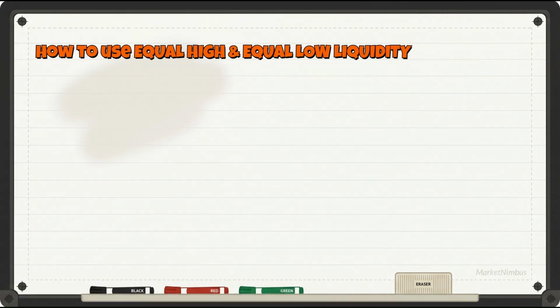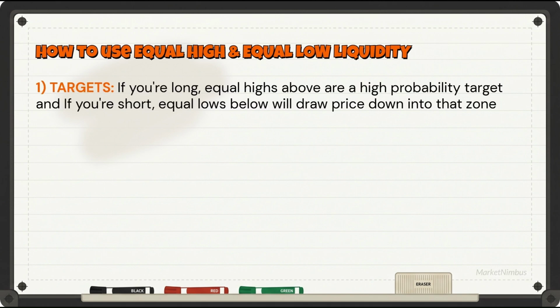3 ways to use them. 1. As targets. If you're long, equal highs above are a high probability target. Orders above are pulling price there like gravity. If you're short, equal lows below will draw price down into that zone. Use them to set your take profit with confidence.